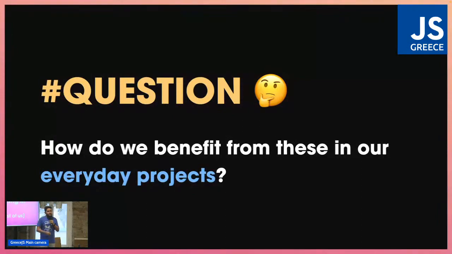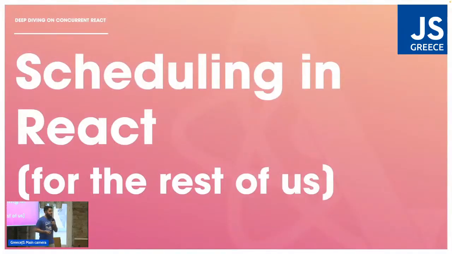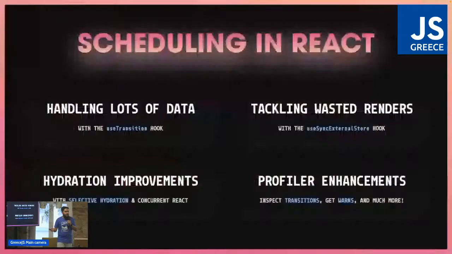So that takes us to the next part, that is React for the rest of us. So I gathered 4 different categories of the whole concurrent mode umbrella thing where we can benefit. The first one is when we have to handle a lot of data. The second one is when we have to tackle wasted renders, so we're always optimizing apps and etc. The third one is about hydration, so mostly if you're doing SSR. And the fourth is like profiler, so we not only want to build apps, we want to debug them.